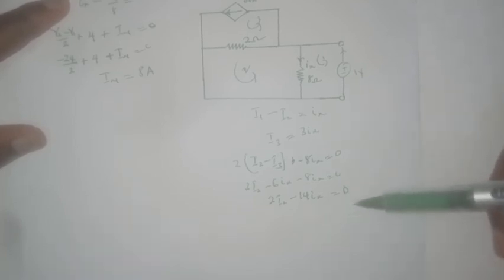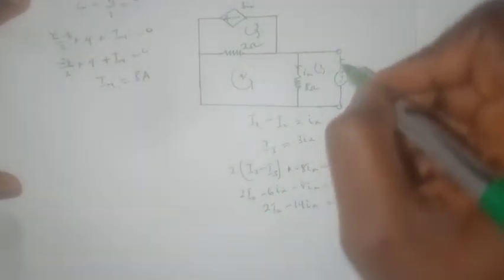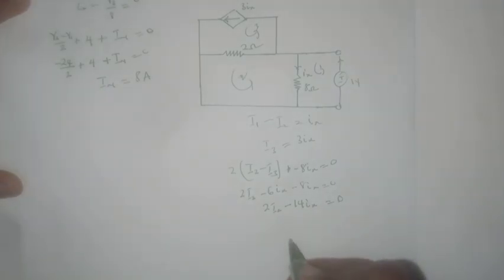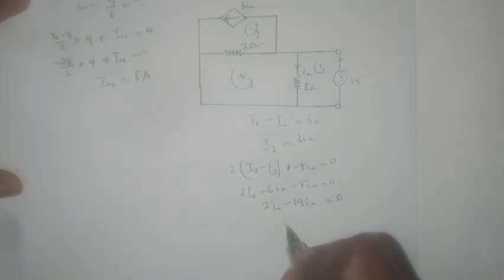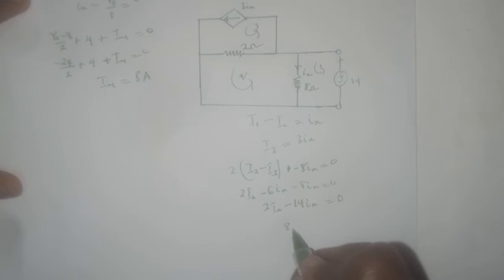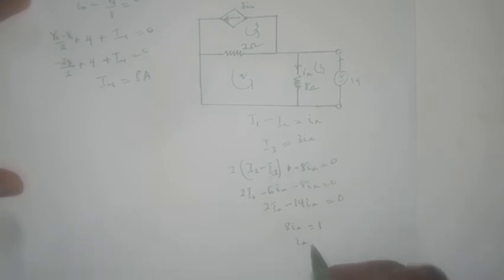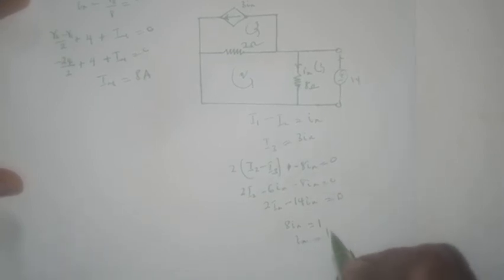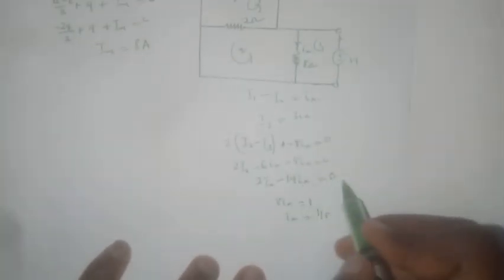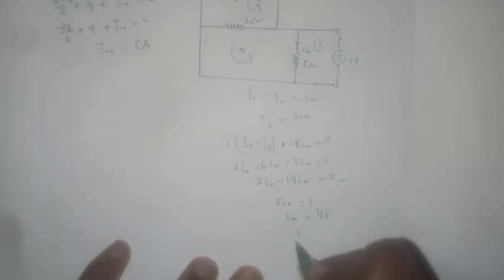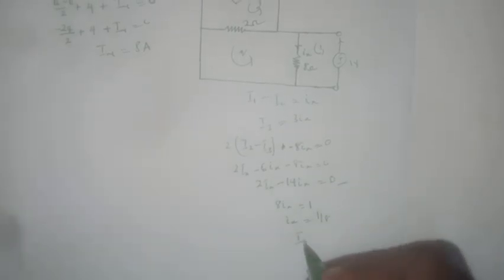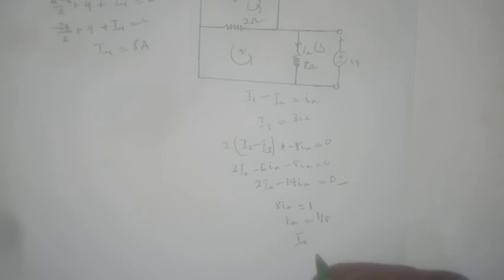We need a third equation, and we can get it here. That would be 8Ix equals 1, so Ix equals 1 over 8. Knowing that Ix equals 1 over 8, using this equation here, we can say that I2 is equal to 7 over 8.